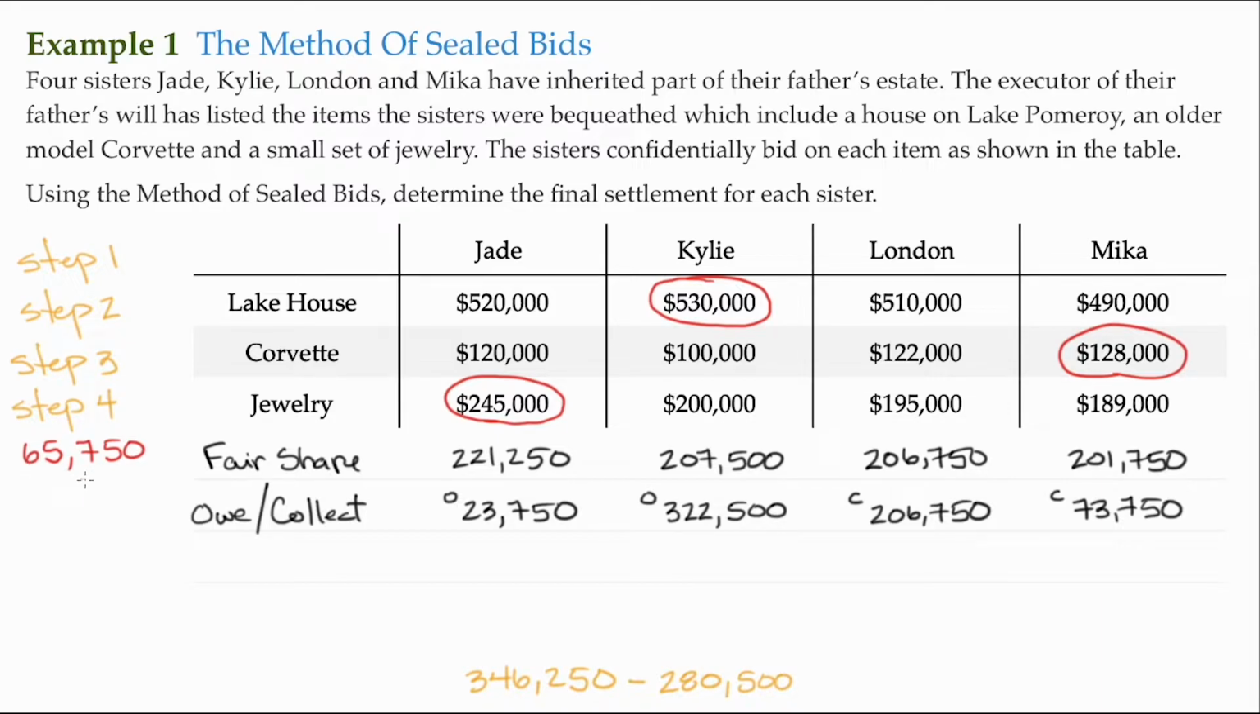So there's an extra $65,750 that's still in the estate. So what do we do with that? Well, then each player gets an even share of that. So we just take the $65,000 and divide it by the number of players. So we'll just call this share of the surplus. So take $65,750, divide that by 4, and everybody's going to get $16,437.50. Everybody gets the same amount because it's broken up equally.